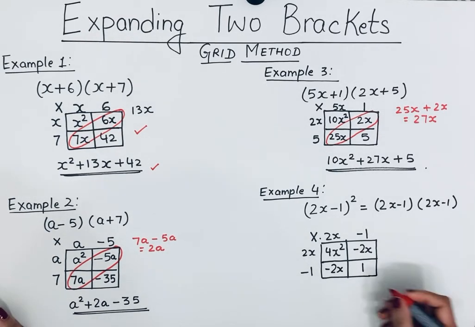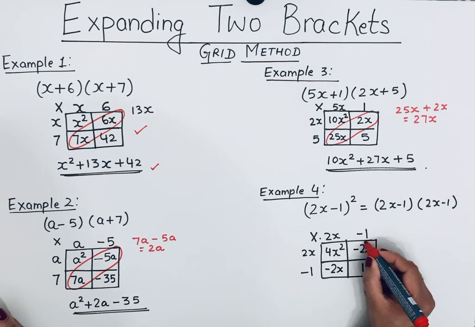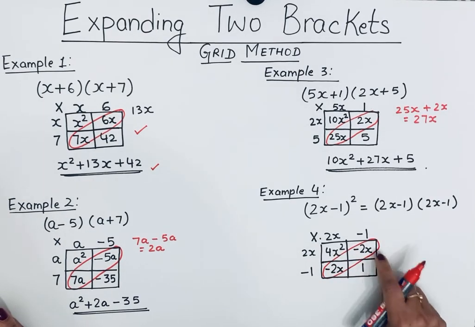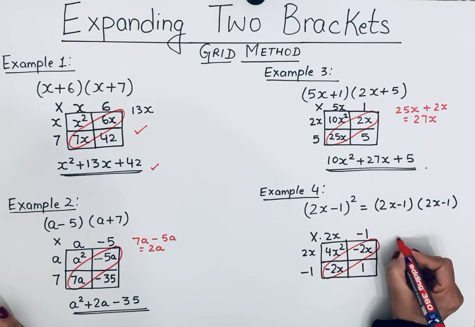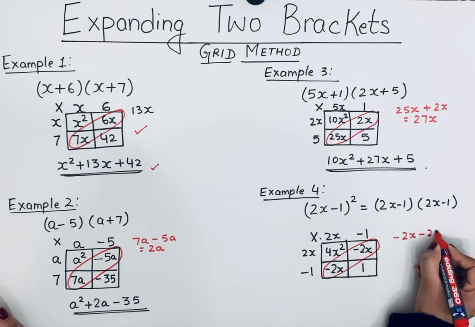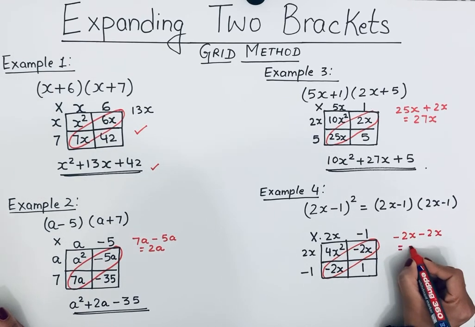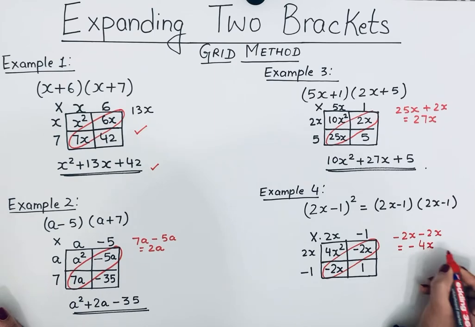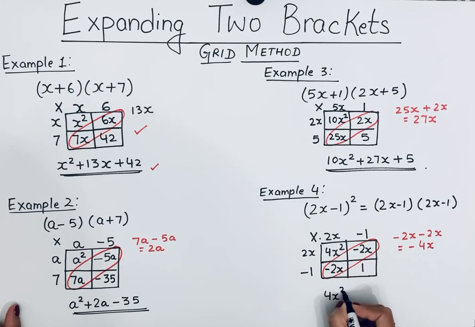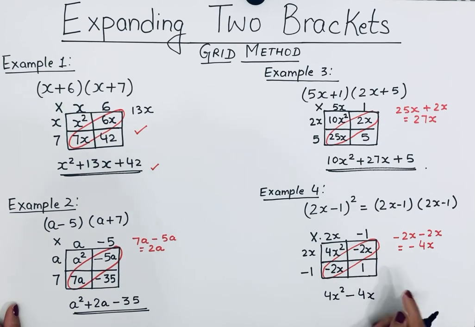Now let's check the terms in the diagonal again. Both are like terms because they have the same variable. Let's write it down separately and simplify it. So minus 2x minus 2x equals minus 4x. Now we're going to write down our answer. 4x squared, then that negative 4x, so minus 4x, and then this positive 1, plus 1.